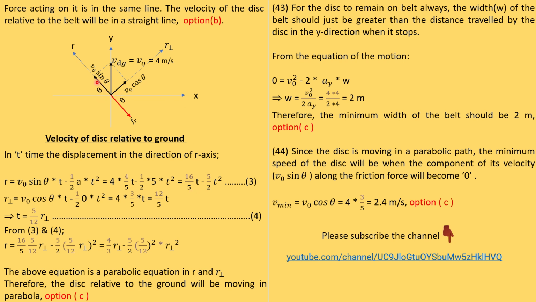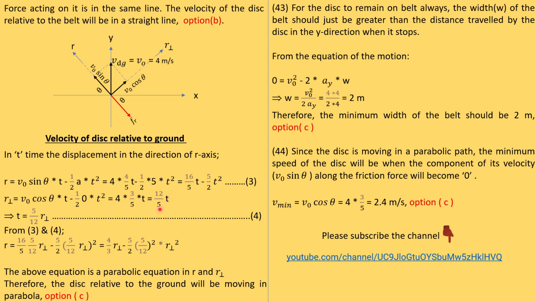Now, during this time t, what will be the distance covered in the r perpendicular direction? In the r perpendicular direction, there is no acceleration. So we can write v naught cos theta into t. And when we put v naught as 4 and cos theta as 3 by 5 into t, this will be 12 by 5t. That will be your r perpendicular, the distance traveled in the r perpendicular direction in time t.